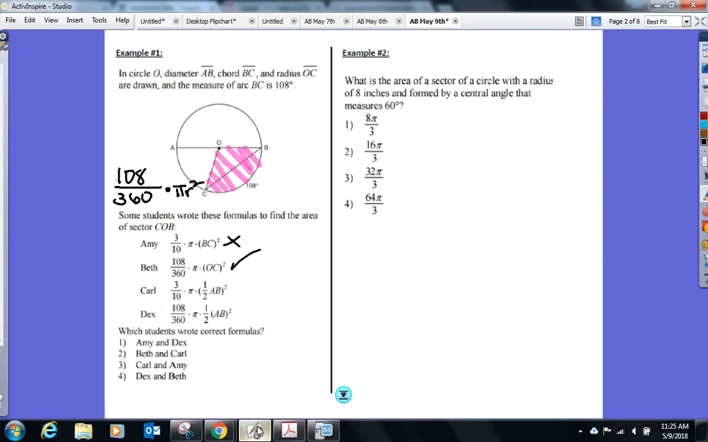And she's taken half of AB. What's AB in this diagram? And what's half a diameter? So she's squaring, he's squaring the radius, right? Okay. He's good.